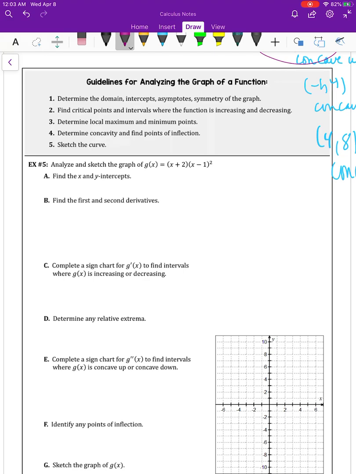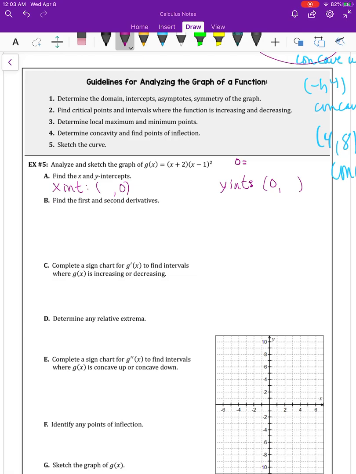So for example number 5, analyze and sketch the graph of g of x equals (x plus 2) times (x minus 1) squared. So we're going to find the x and y intercepts. And remember, your x-intercepts are going to be where your y is 0, right? And your y-intercepts are going to be where your x is 0, okay?